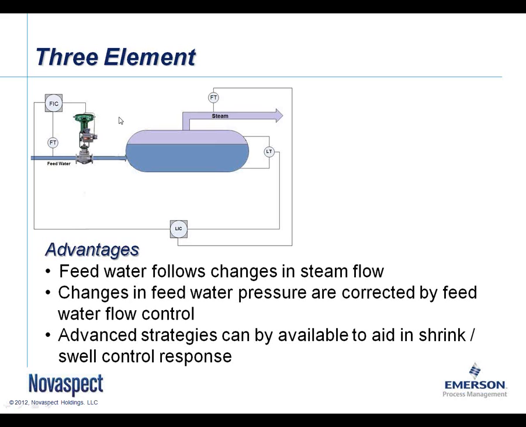And in that case, we typically reject back to a single element mode as well. However, you could choose to go into a 2-element control, just ignoring the feed water flow loop.